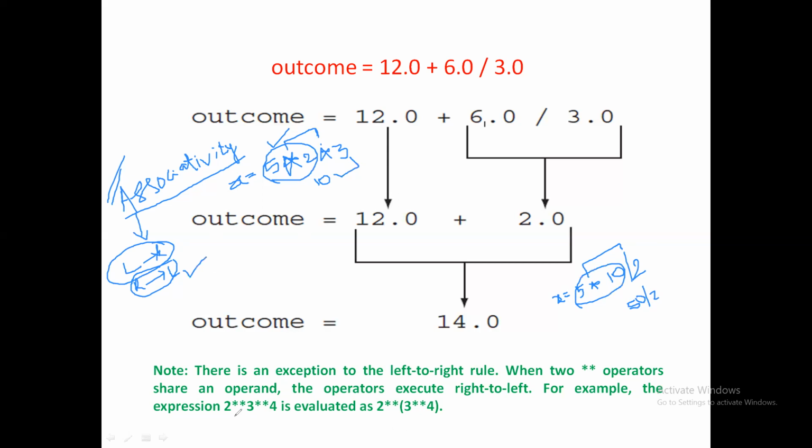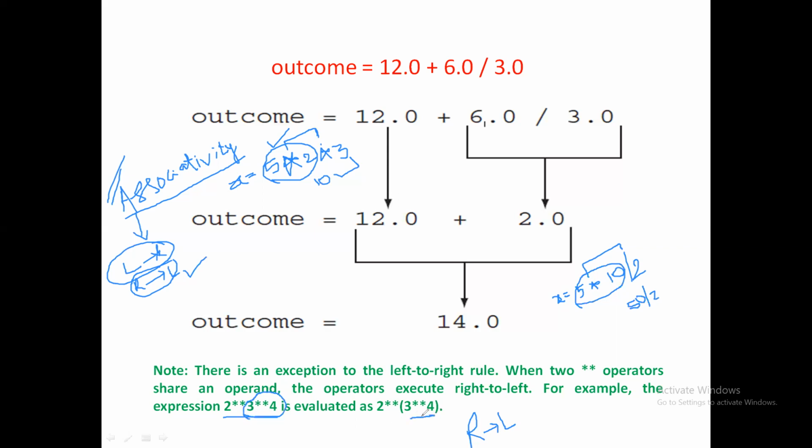For example, if you consider an expression like 2 exponent 3 exponent 4, it has two possible meanings. Either you can perform 2 power 3 and then power 4, but actually it follows right to left associativity. So this exponent operation follows right to left associativity. If you write it like this, the first expression evaluated is 3 power 4.